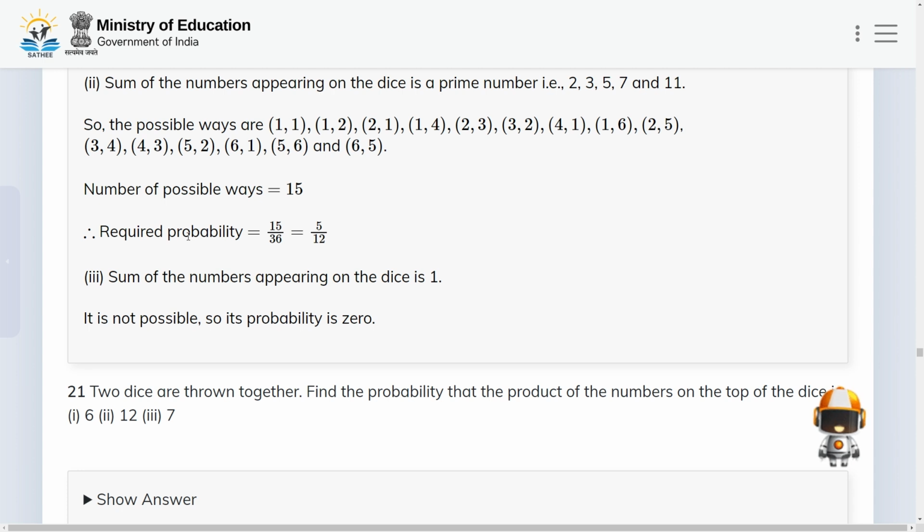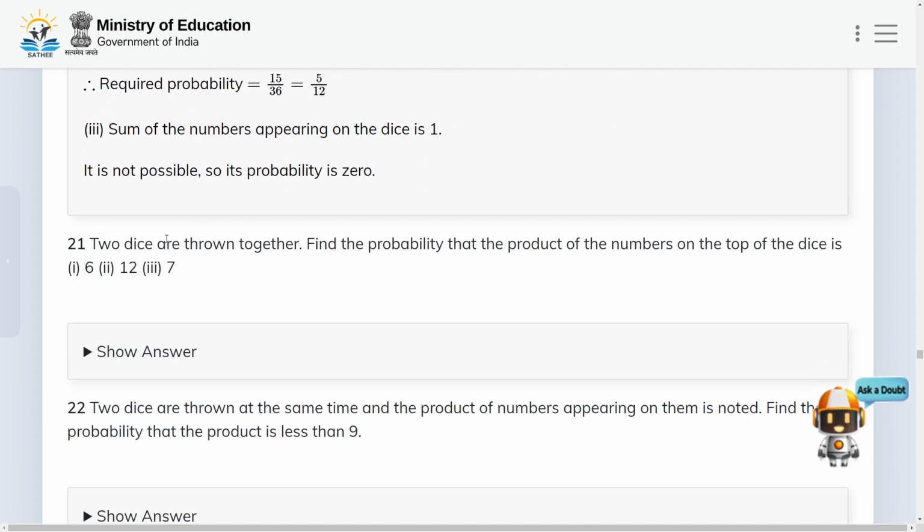Now let us find the probability of getting a sum of 1 on the dice. It is not possible, so its probability is 0. So now let us move to the next problem.